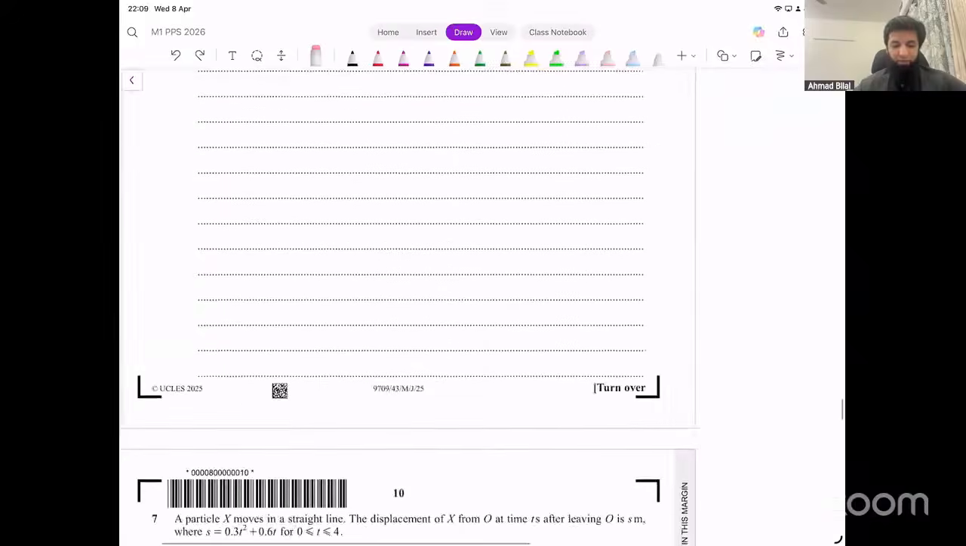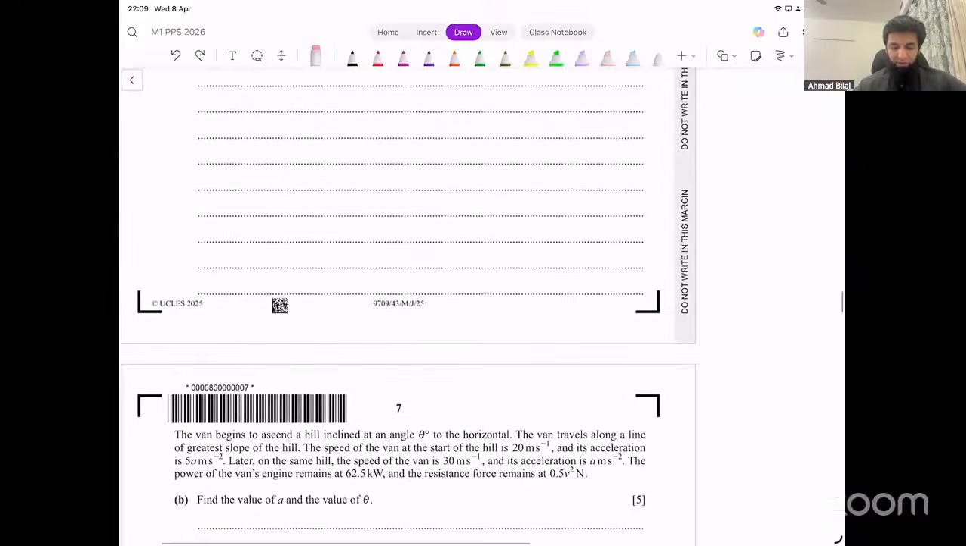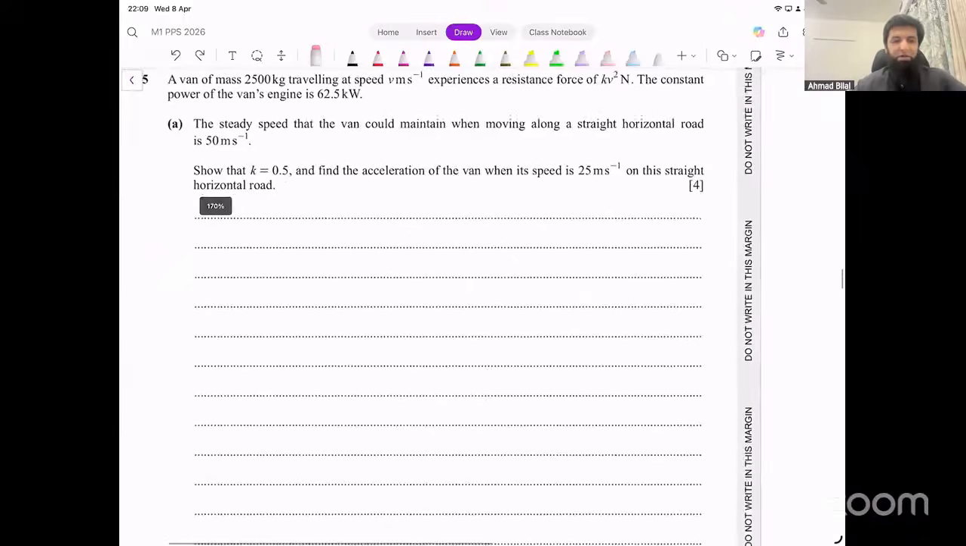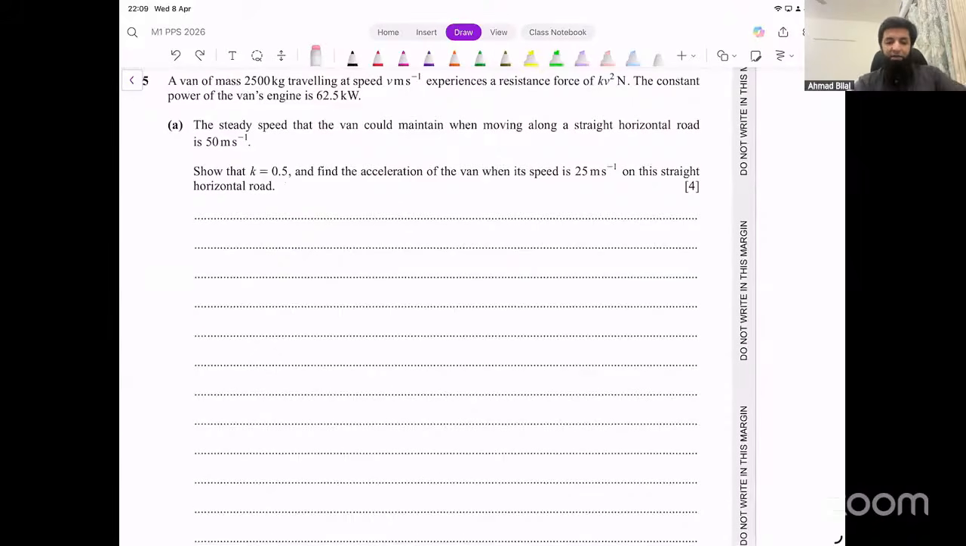Makes sense, right? More questions, and they look like bigger questions now. Question number 5 from this paper. Let's do this. A van of mass 2,500 kilograms is traveling at speed v meter per second, and it experiences a resistance force of kv squared. The constant power of the van's engine is 62.5 kilowatt.